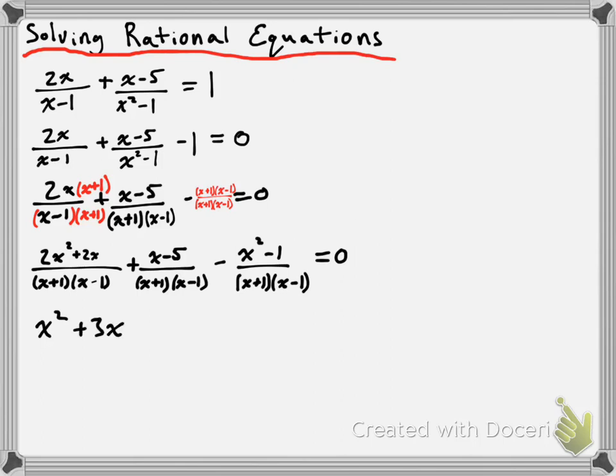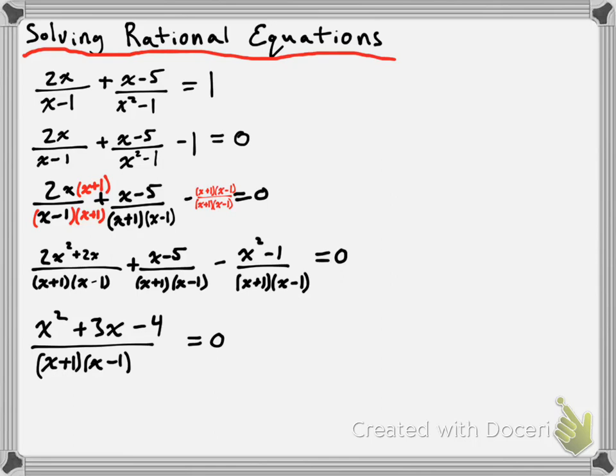Okay, we don't have a constant term in our first numerator. Our second numerator we have negative 5, and then our third numerator we have minus negative 1. So negative 5 minus negative 1 is negative 4. Okay, that is over our common denominator of x plus 1 times x minus 1, and all of that is equal to 0. So now we've completed step 2. We've got this into one big rational expression, and that rational expression is equal to 0.